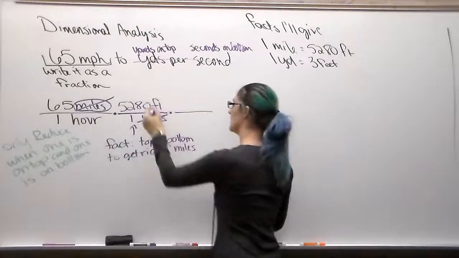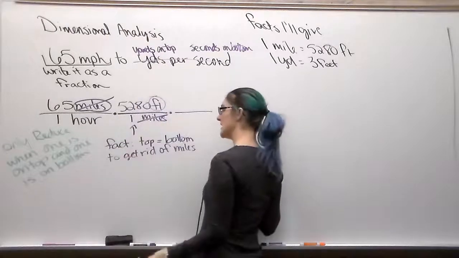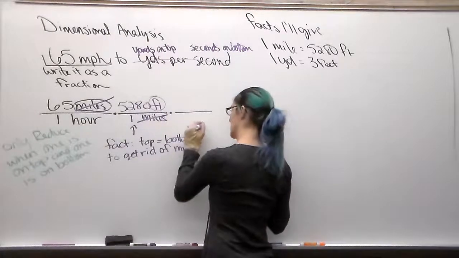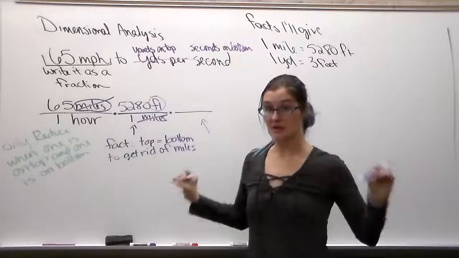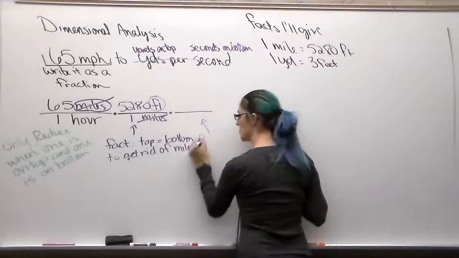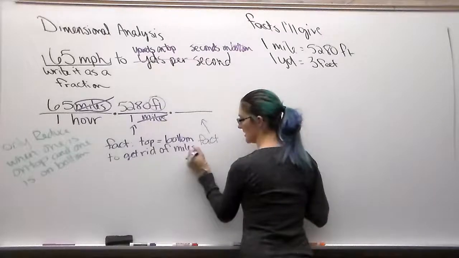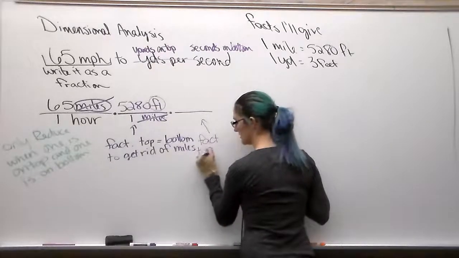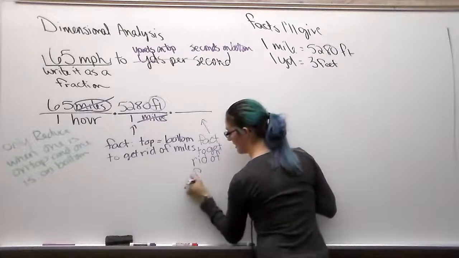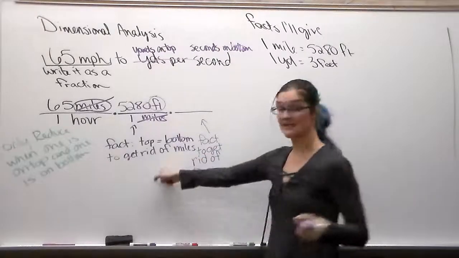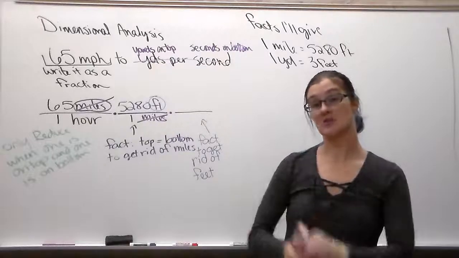My goal now, I want to get rid of feet. So here, I'm going to multiply by another fraction. Always multiply by fractions. I'm going to multiply by a fact to get rid of feet. Now my fact is still the same as the first one. The top must equal the bottom.